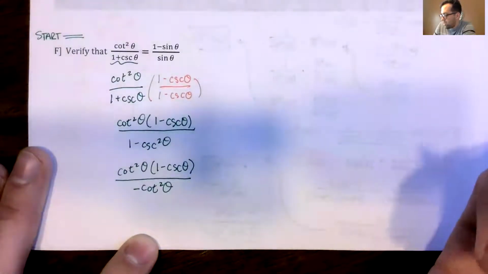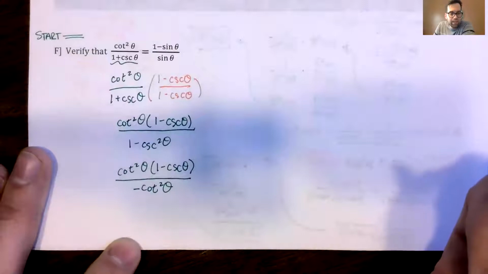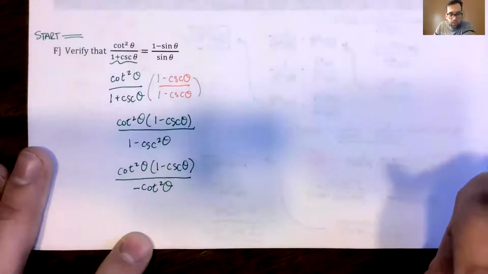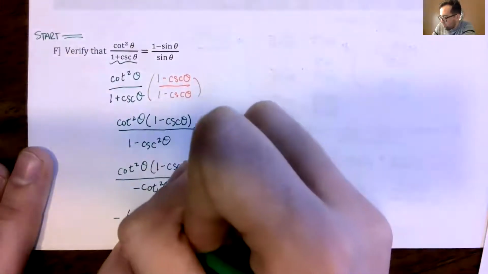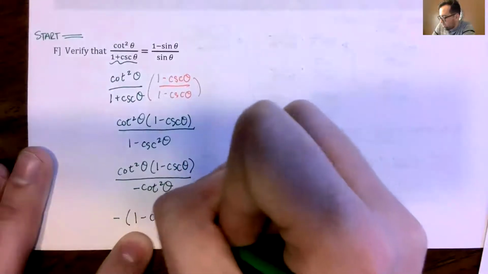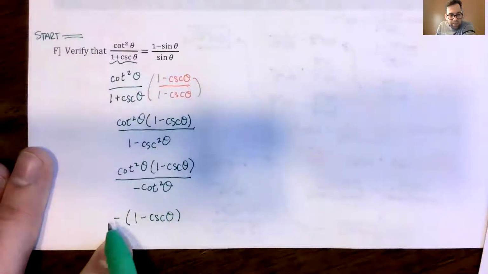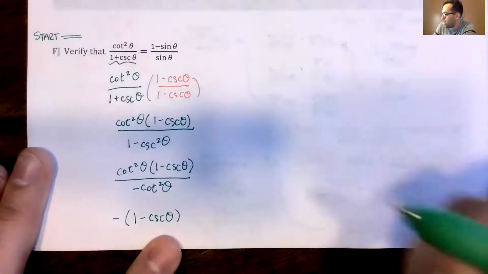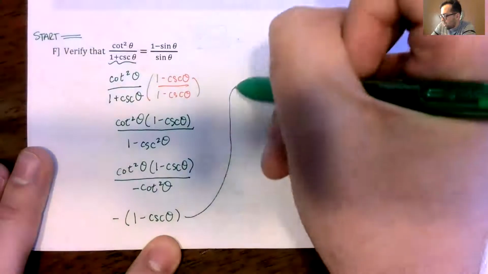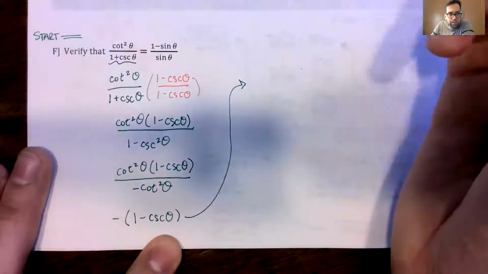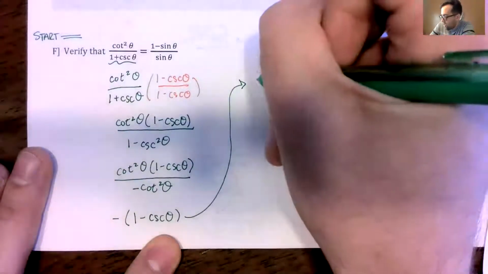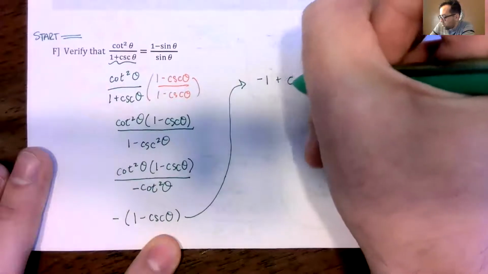And then the cotangent squareds can cancel, right? So we'll be left with just negative 1 minus cosecant of theta. That negative is coming from the denominator. It didn't get canceled out, so it's still here. So I am going to distribute that negative just to make this a little bit nicer. So we'll end up with negative 1 plus cosecant theta.